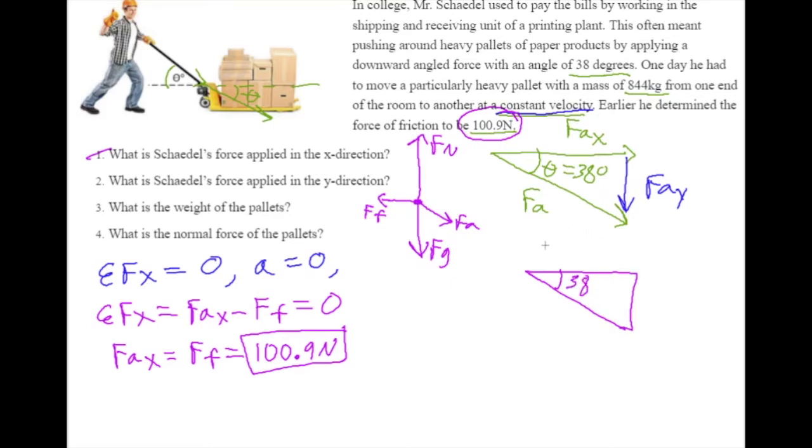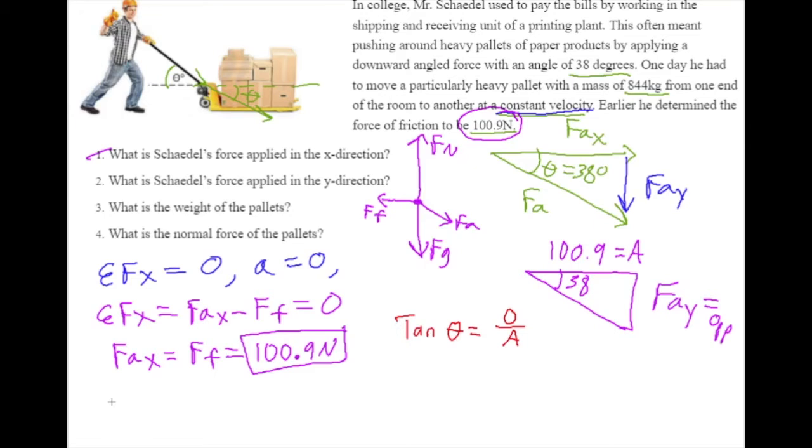And now we have force applied x, that's 100.9. We don't know force applied y. Fortunately, we can see that this force applied in the x direction, the 100.9, is really just our adjacent side, and the force applied y is our opposite side. Therefore, we can use tangent to solve for the force applied in the y direction. We know that tangent of theta is just equal to opposite over adjacent.